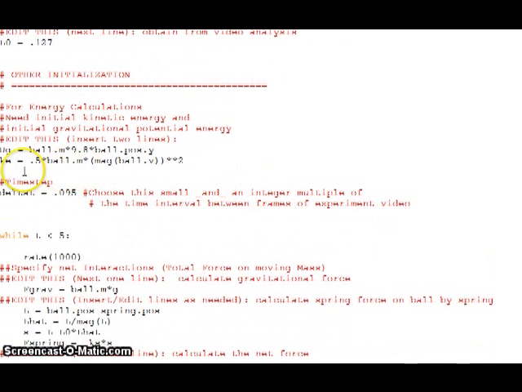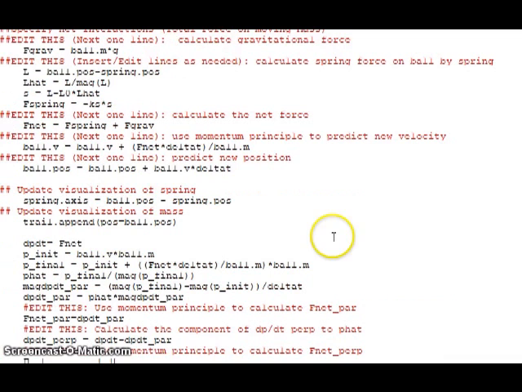Here I calculated the gravitational potential energy, which is mgh, or mass of the ball times 9.8 times the change in height, which is the ball's position in the y direction. The kinetic energy I calculated by doing 1/2 mv squared. Here I found the force of gravity and the force of the spring to get the net force, which I then used in the momentum principle, or the change of momentum equals F net times change of time, to update the ball's velocity and update the ball's position.